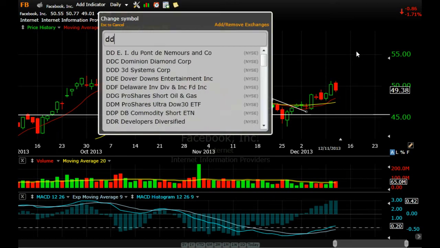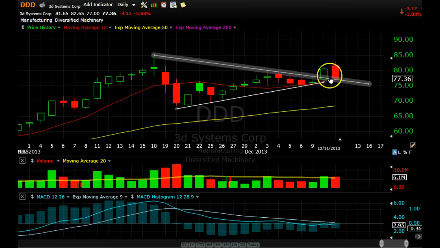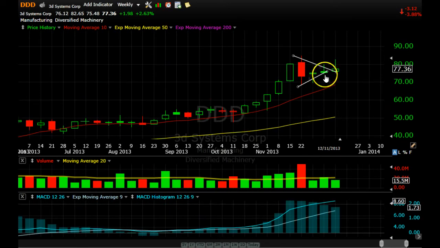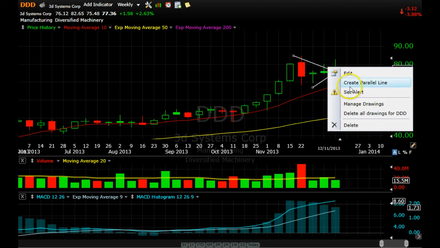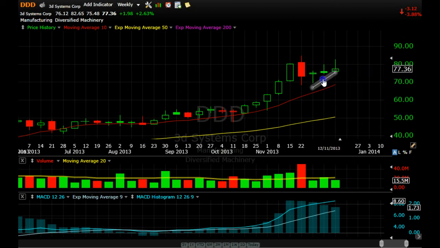Some trades that didn't go well was actually 3D got me stopped out. It just gapped up and came down, engulfing pattern. And this could be a flag. This could be a flag if you move this around, take this out, and just parallel this one.